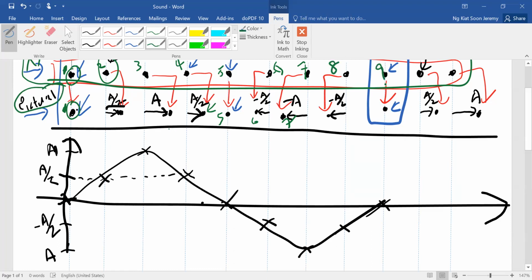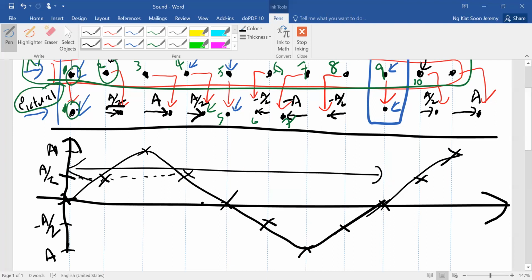This is 9. Where's 9? 9 is at rest. I know this is 10. Where's 10? 10 is technically A over 2, so 10 is here. Where's 11? 11 is A. So if I carry on drawing the graph, it will look something like that. But I realize that this is one nice distance called a wavelength. So this is displacement and distance. Then the question will follow that this is a displacement-distance graph of a longitudinal wave.